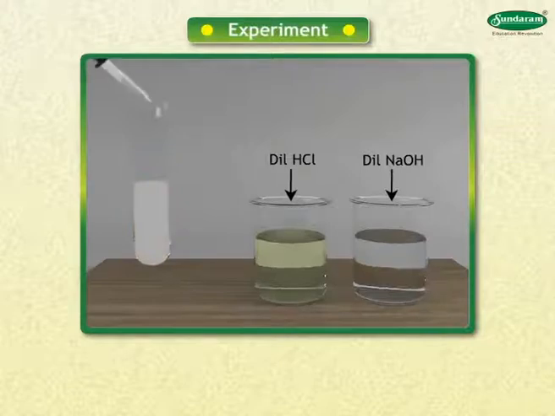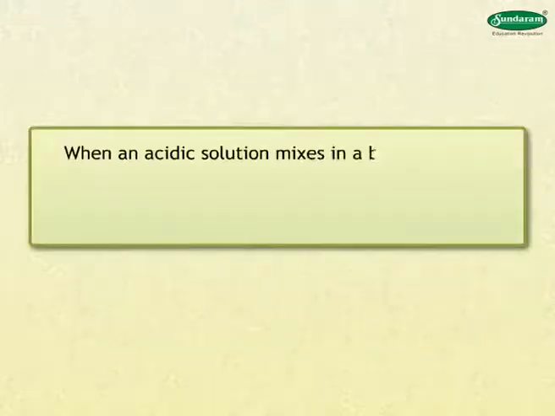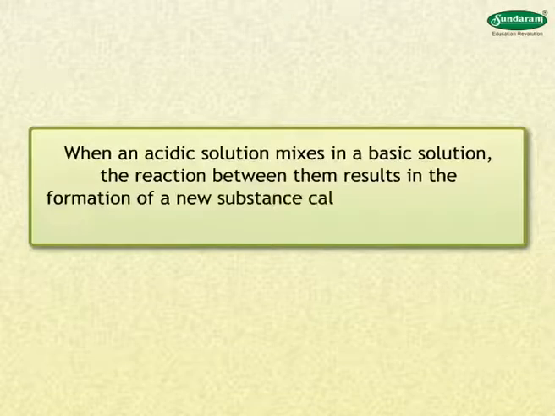Now add sodium hydroxide again drop by drop to the colorless solution. What change do you see in the color of the solution? It turns pink again. When the solution is alkaline, the phenolphthalein gets a pink color, and when it is acidic, the indicator is colorless. When an acidic solution mixes in a basic solution, the reaction between them results in the formation of a new substance called a salt and water.